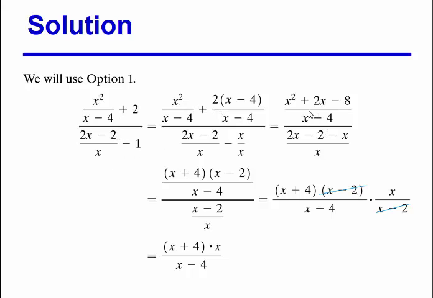We get to this point, and then how we divide fractions is we multiply by the reciprocal. Before we do that, we factor out the x² + 2x − 8, which we did here. And then we turn around and multiply by the reciprocal. We can get rid of an (x − 2) term, and then we end up with (x + 4) times x divided by (x − 4).